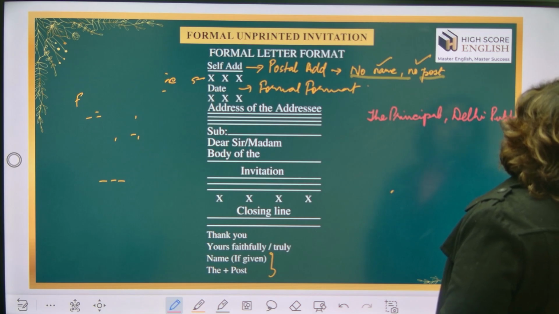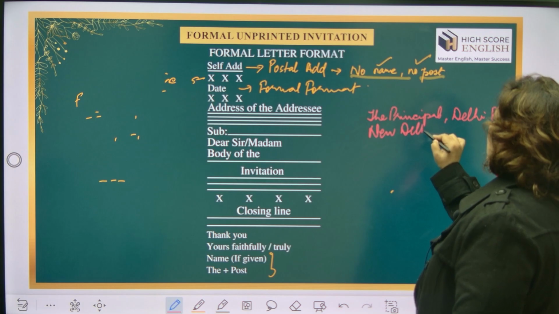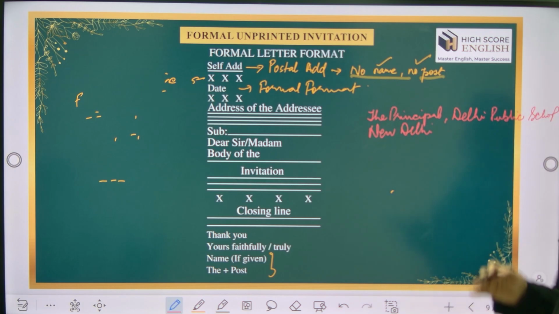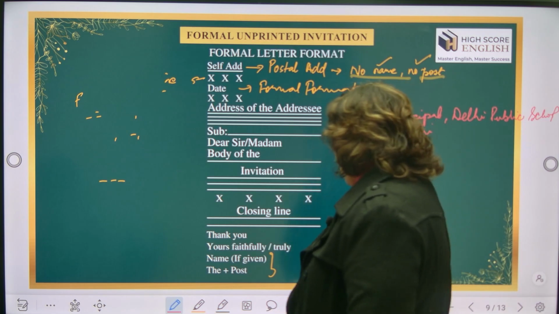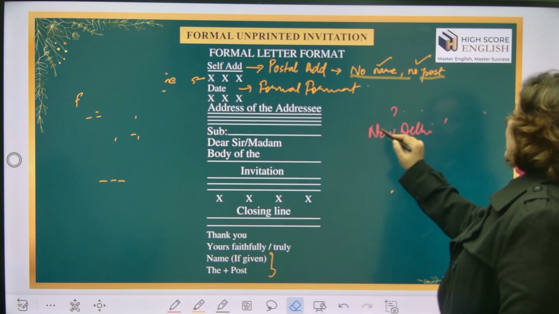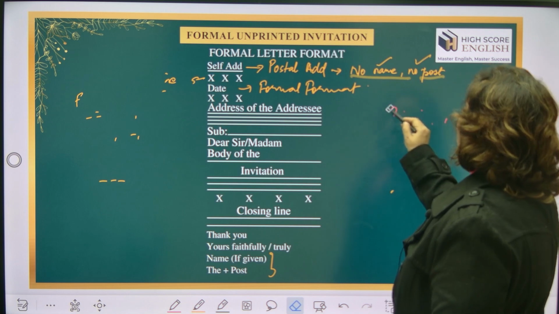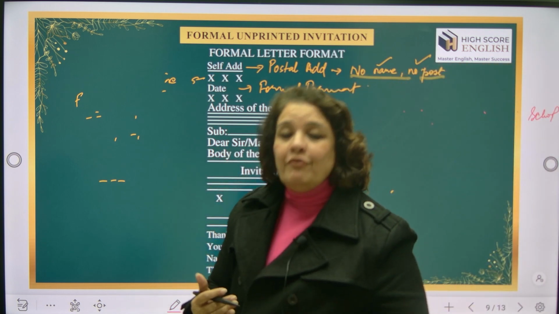The line gets over, so they have no choice. That's why they write here, New Delhi. This is how they are writing. They write in continuation. They do not know what is the right way of writing the address of the addressee also. The right way of writing the address is you have to put it in 4 lines.